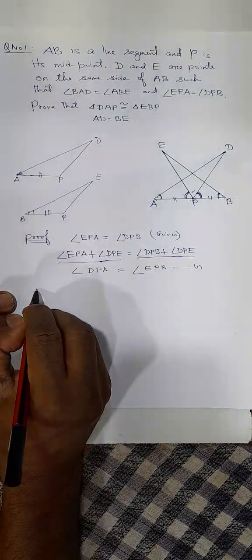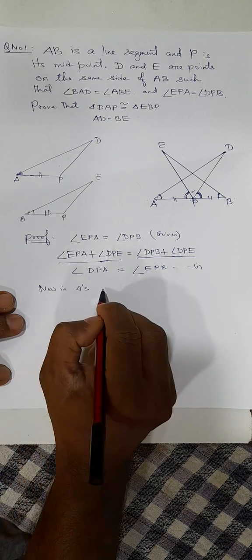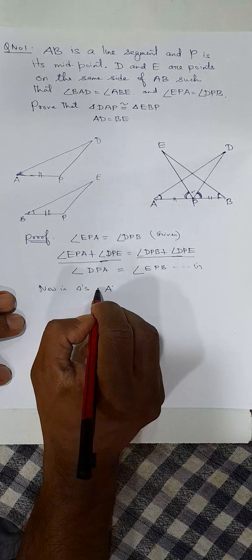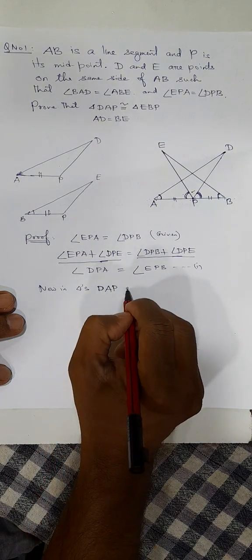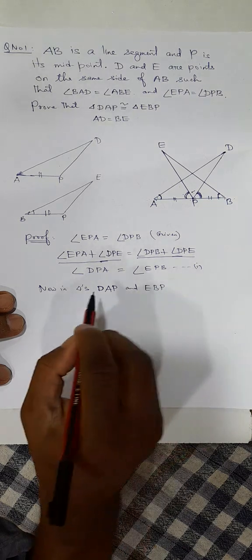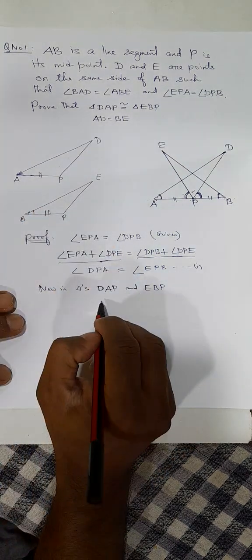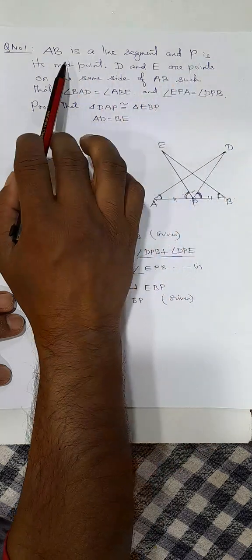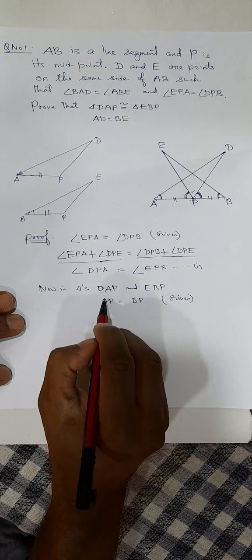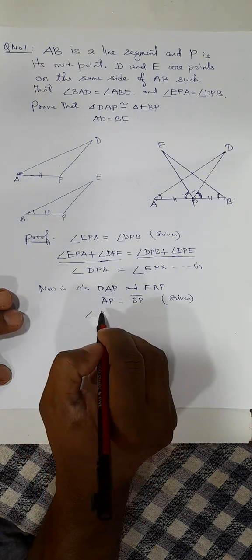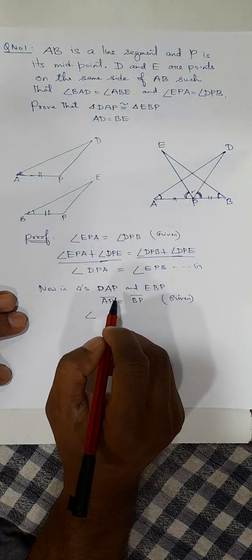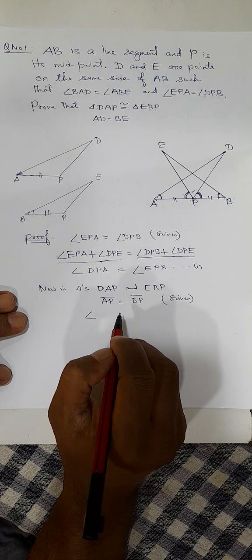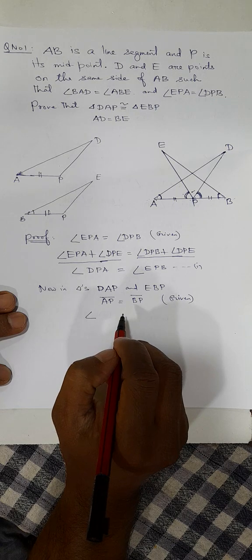Now we will come to these two triangles. In triangles DAP and EBP, what are the things we find equal? We find that AP equal to BP, given. It is given that P is the midpoint, so AP and BP are equal. Then angle DAP equal to angle EBP. It is given, right?